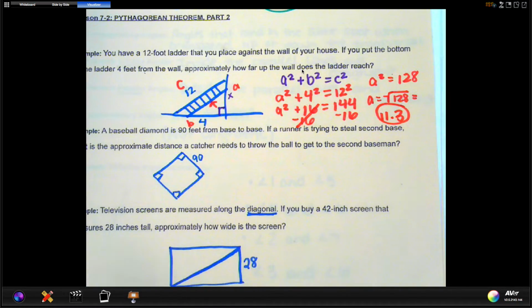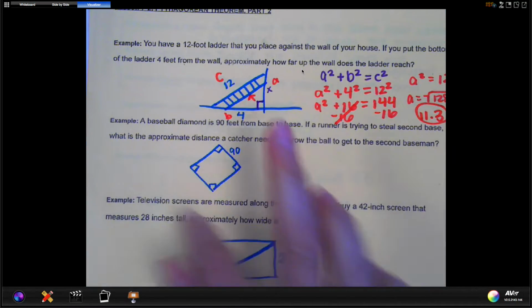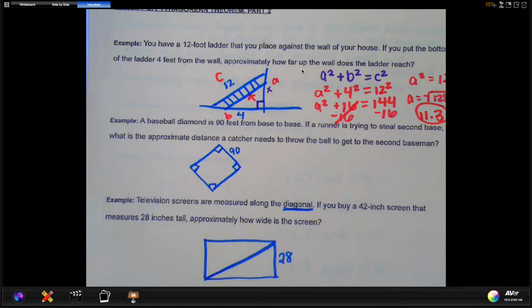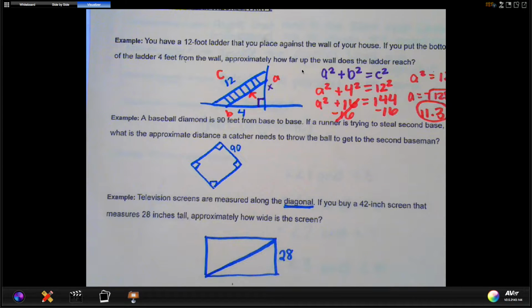Another example is about a baseball diamond, so I have drawn it in. It says a baseball diamond is 90 feet from base to base. So I labeled our 90 from first to second. If a runner is trying to steal second base, what is the approximate distance a catcher needs to throw the ball to get to the second baseman?